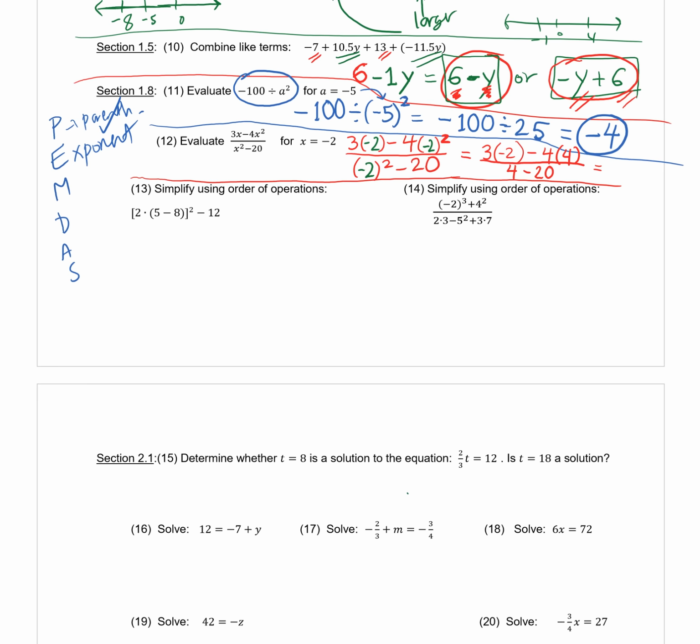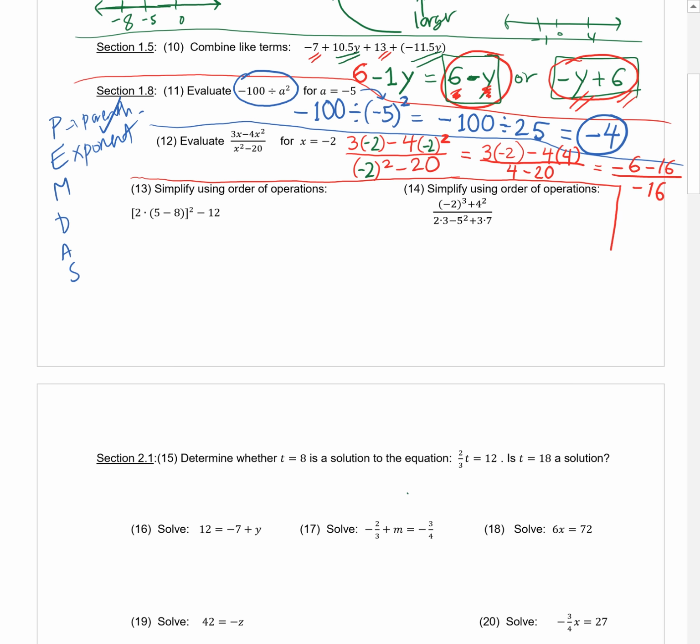So in the numerator, I see some multiplying. That's next. I'll go ahead and multiply those. 3 times -2 is -6. And then minus 4 times 4 is 16. So the numerator ends up being -6 minus 16. In the denominator, that's kind of obvious what to do. There's only one thing to do. 4 minus 20 is -16.